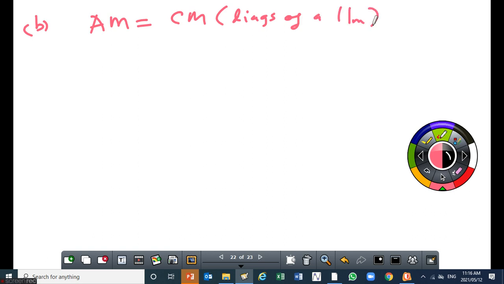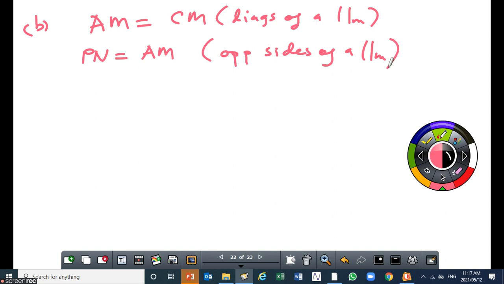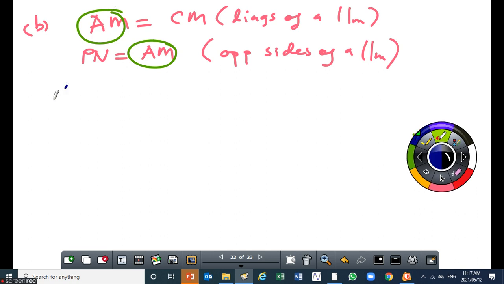And then PN is equal to AM, the reason: opposite sides of the parallelogram. Since we now have AM appearing in both statements, we can make a deduction that therefore PN is equal to CM. And then you are done.